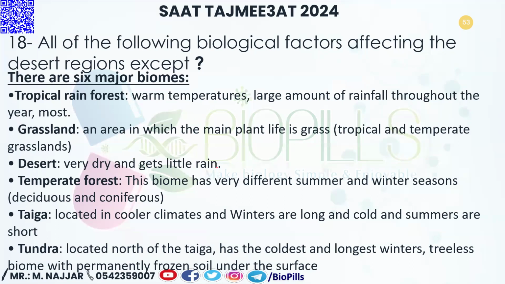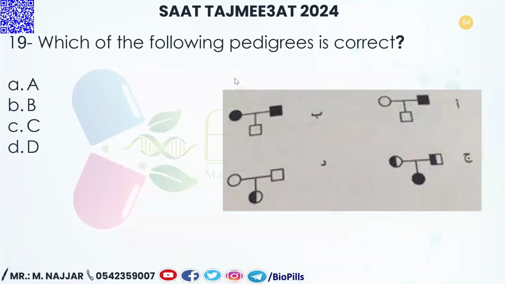Question number 19. Which of the following pedigrees is correct? All of them are incorrect except for one. What is the correct pedigree and why? C. Okay, I agree with that. Reason, because here is heterozygous and here is heterozygous, and this person is affected. So both of the parents are carriers. So it is common sense.